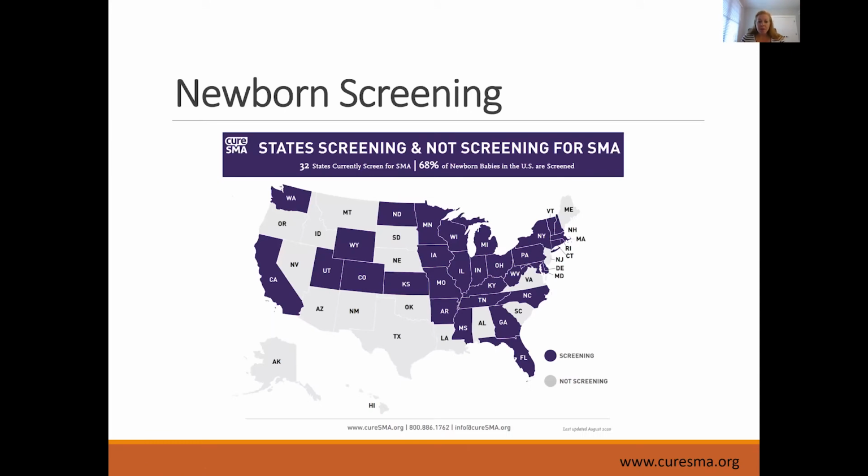So this is a picture of which states are currently screening for SMA. This is from the curesma.org website. And currently, like I mentioned, 32 states are screening, which equates to about 68% of newborns that are born in the US will be screened for SMA. And it's my understanding that a lot of these states that are still gray and not yet screening are working towards that. So we're getting to the point where we will hopefully be screening across the entire country for this disorder.